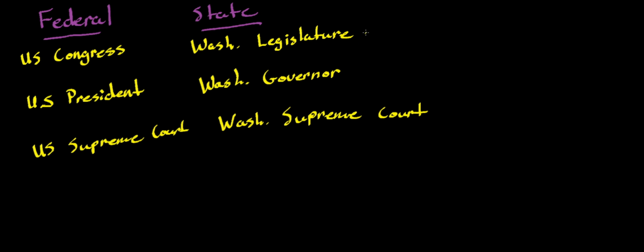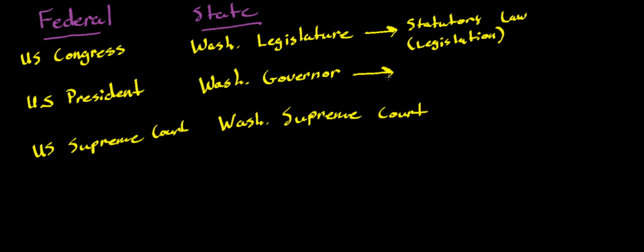And so the law that comes from the legislative branch is called statutory law, which is just another word for legislation. The executive branch also participates in the lawmaking process, and the law that comes from the executive branch is known as regulatory law. And finally, the judicial branch also participates in the lawmaking process, and the law that comes from the judicial branch is known as case law.